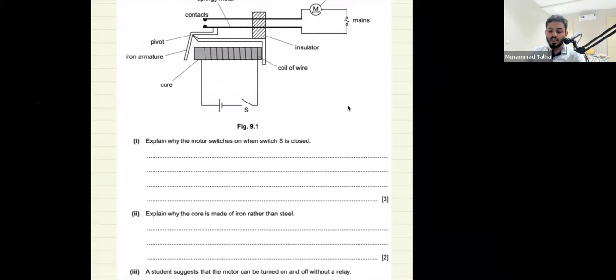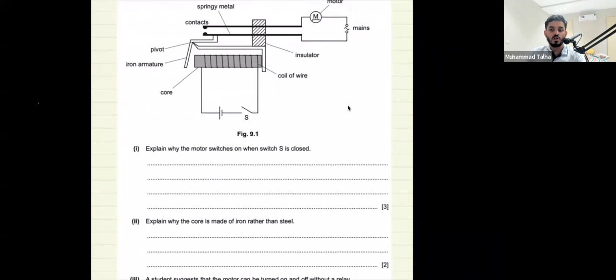The idea is that if I use a relay, I can use a small current to switch on and to control a much larger circuit. So it's better for safety as well, right? It reduces the risks of fatal electrocution because I'm working with a much smaller current here as compared to the current that would flow here.